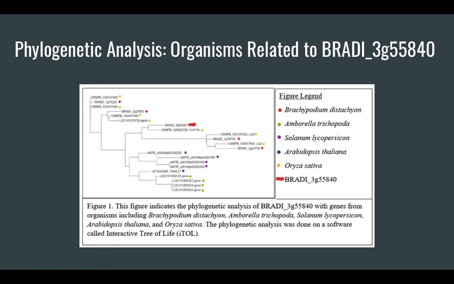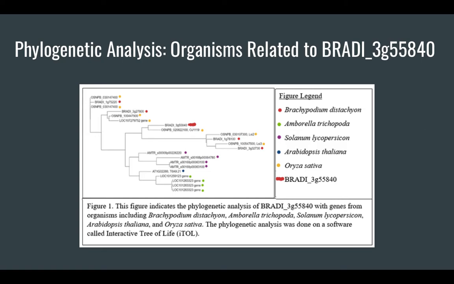A phylogenetic analysis was also conducted on our gene and other organisms, including Amborella trichopoda, Solanum lycopersicum, Arabidopsis thaliana, and Oryza sativa, which are explored through the phylogenetic tree. The closer the organisms are related to each other, the closer they are located to each other on the phylogenetic tree. Knowing this, Brachypodium distachyon is the most closely related to Oryza sativa, but is not closely related to the other organisms.